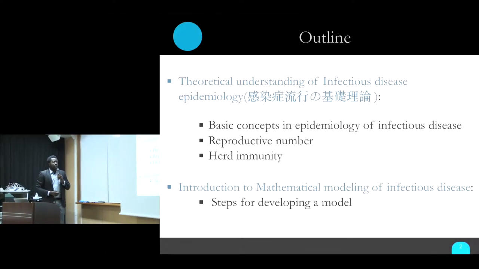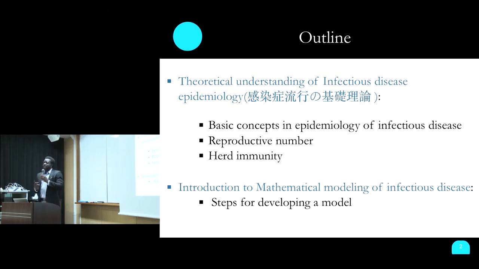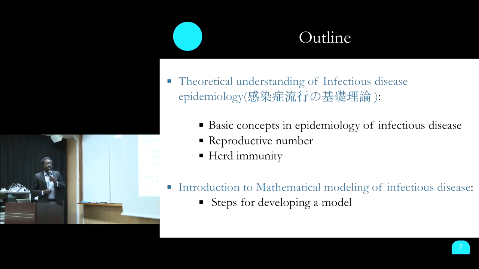So we will look at some theoretical background on how disease spreads, but also on how we can control infectious diseases. Some very important concepts will be explored: the reproductive number and herd immunity. And in the second part of the lecture, I will introduce you to the mathematical modeling of infectious diseases, and the different steps involved in building a model.